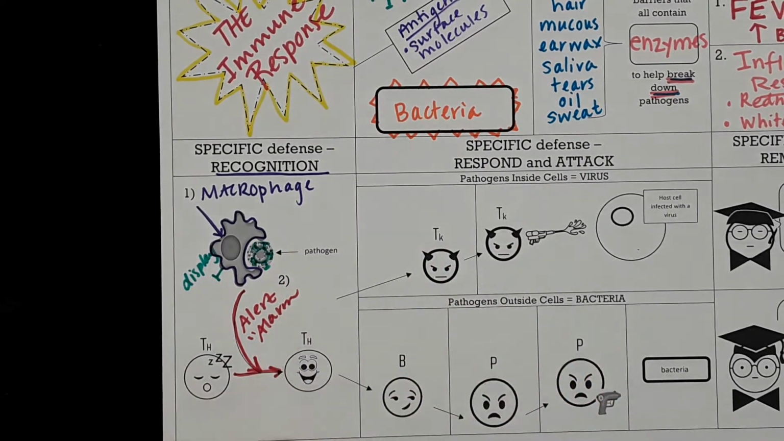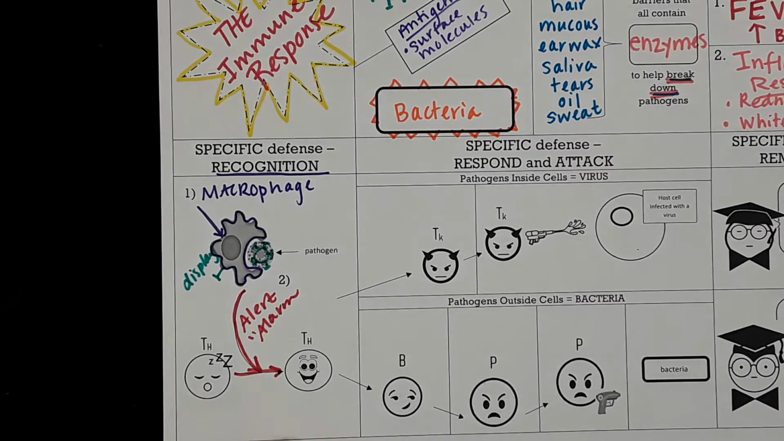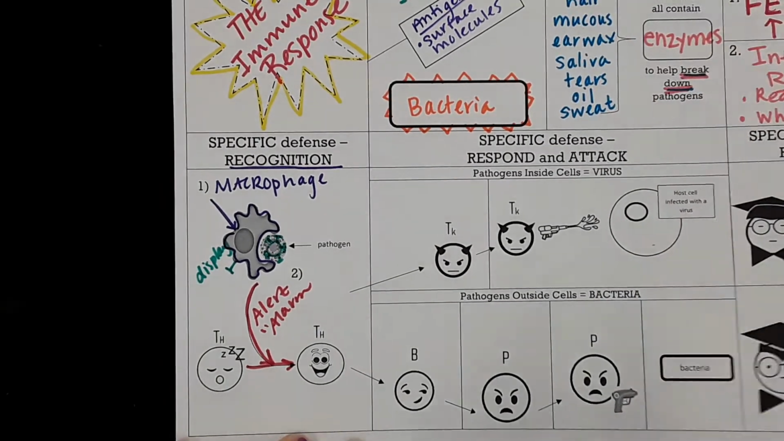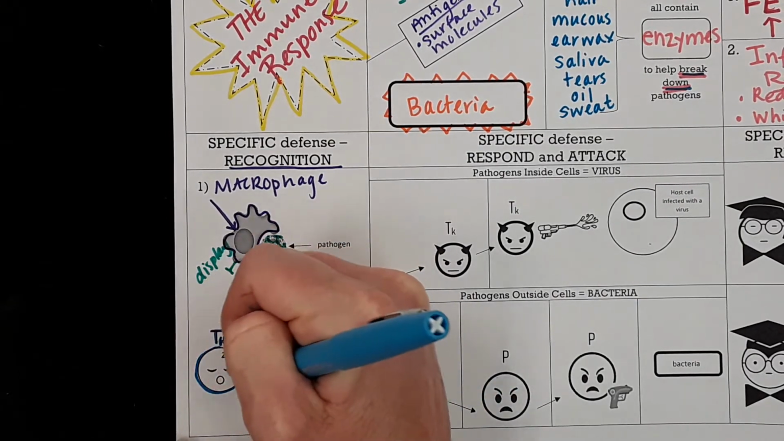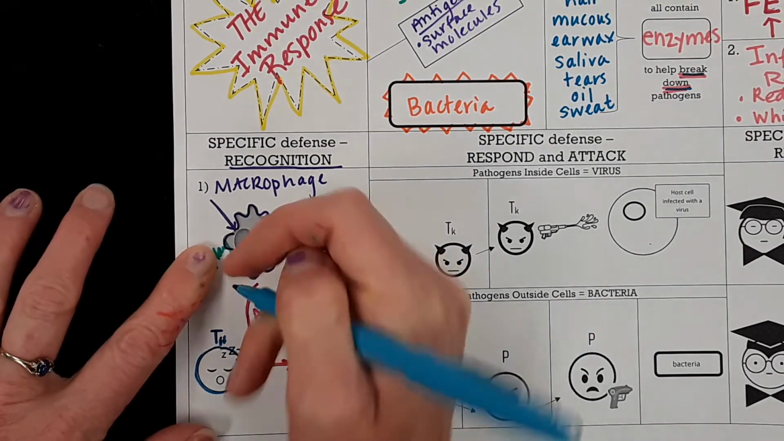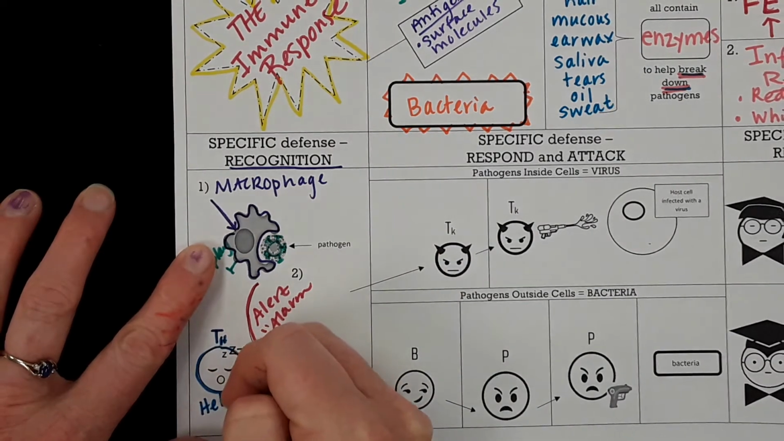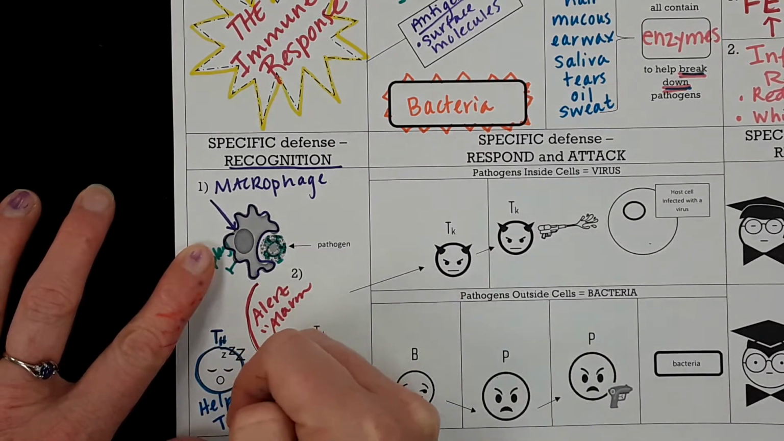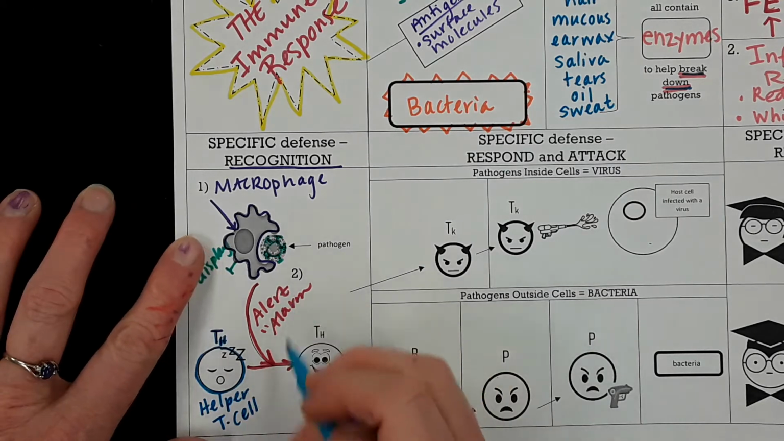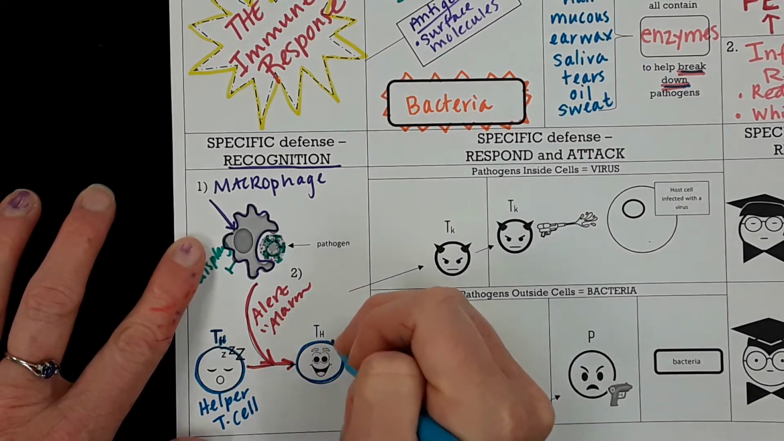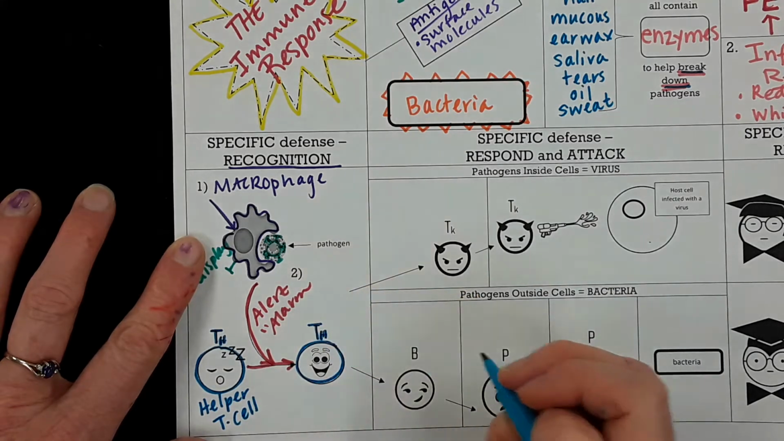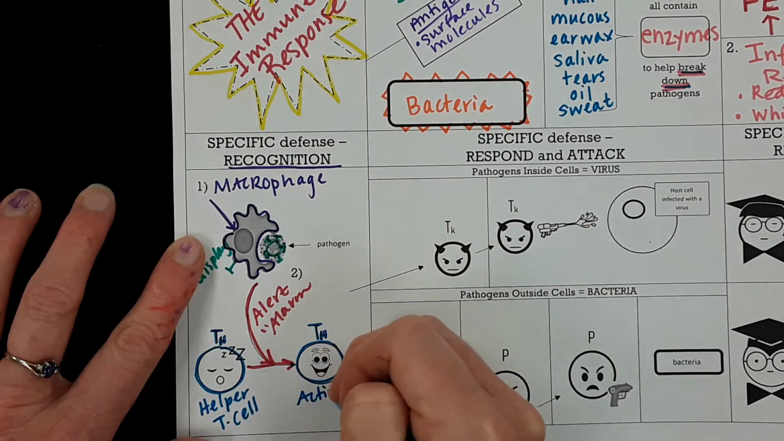And the cells that are going to be woken up are what we call helper T cells. Okay, so here we have a helper T cell. And the helper T cell might be snoozing. So this is a helper T. And the helper T cell is going to wake up. It's been notified that there's an invasion in the body. And so here we have an alert helper T cell. And so it becomes activated.